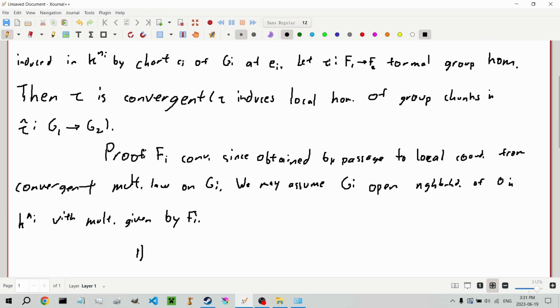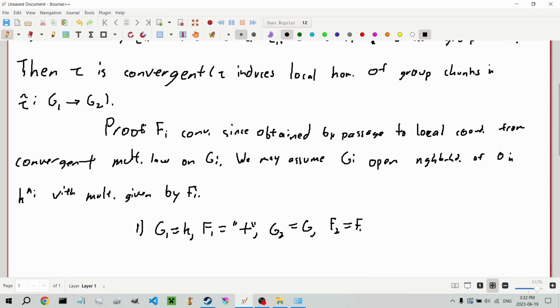So first off, we have a special case where G1 is k, F1 is our traditional addition, G2 is G, and F2 is F. So in this case, saying that taf is a formal group homomorphism is saying that taf of S plus T is F of taf of S and taf of T, and that taf of 0 is 0.